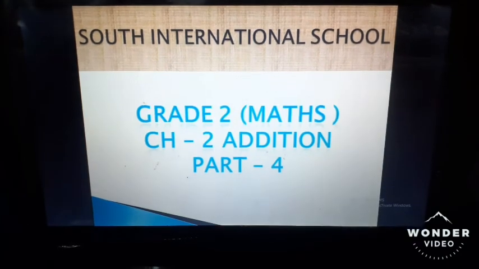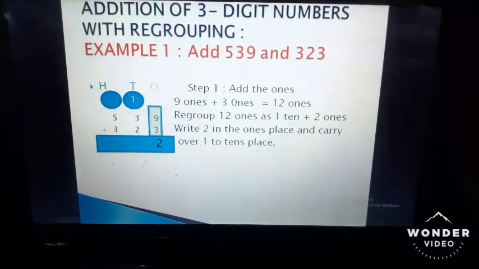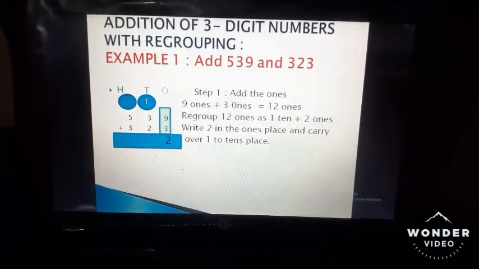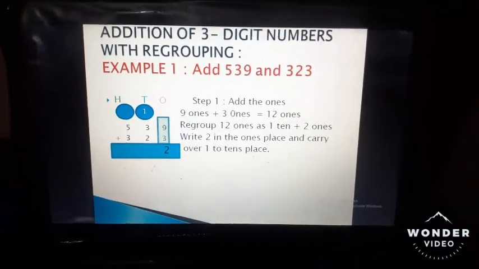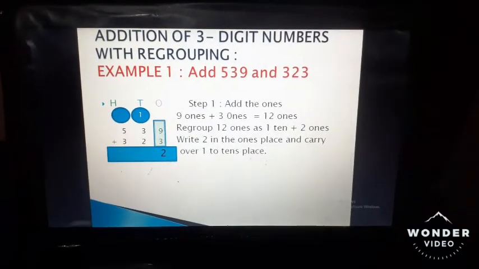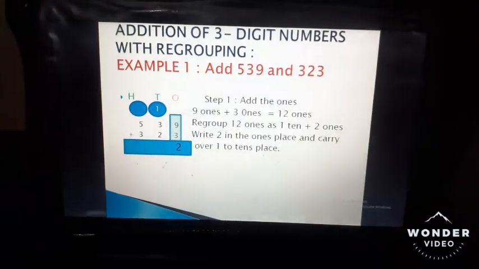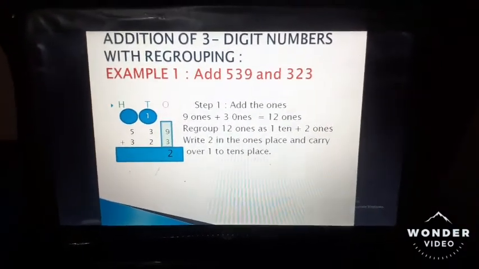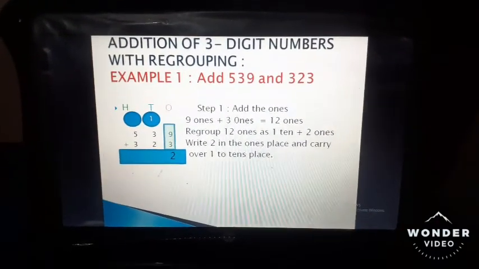In this class, we are going to study chapter 2 addition part 4. So students, our topic number 1 of part 4 is addition of 3-digit numbers with regrouping. In the previous part, that is part 3, we had learned addition of 3-digit numbers without regrouping. Now we are going to start our example 1, addition of 3-digit numbers with regrouping.